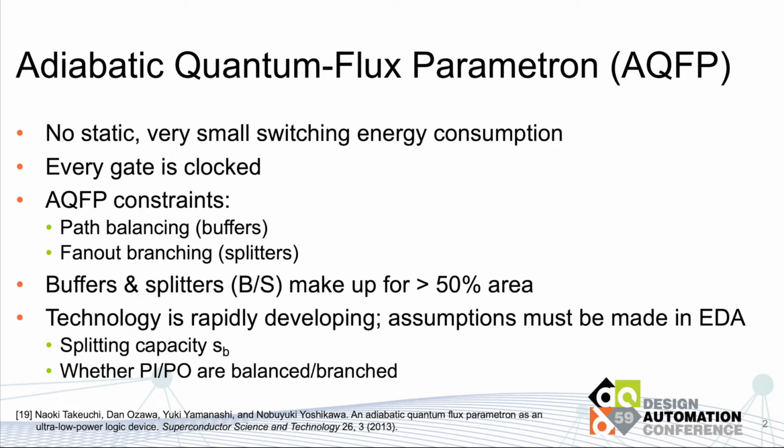by inserting buffers. Moreover, there is the fan-out branching constraint, saying that any gate with more than one fan-out needs to be amplified by splitters. Buffers and splitters are basically the same cell in AQFP, so it makes sense to consider the two constraints together, and I will mostly just call them buffers.